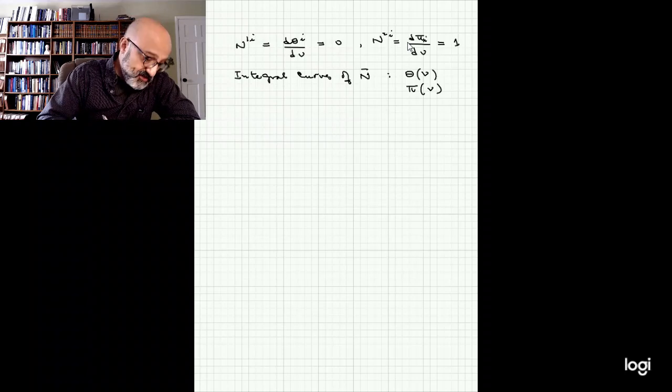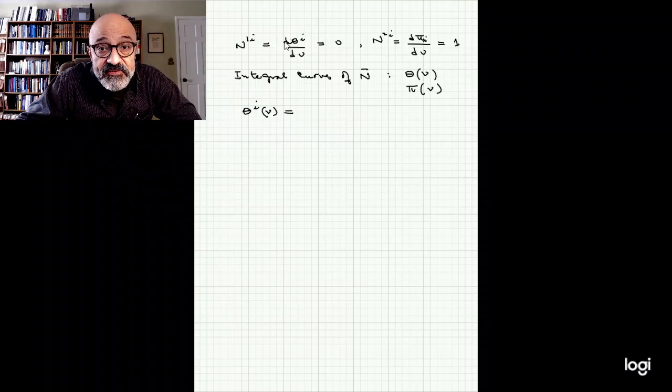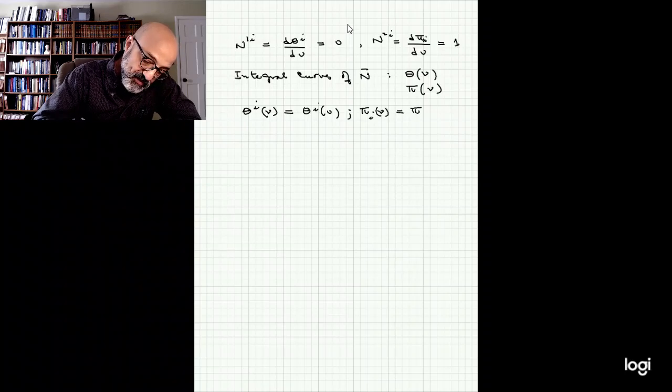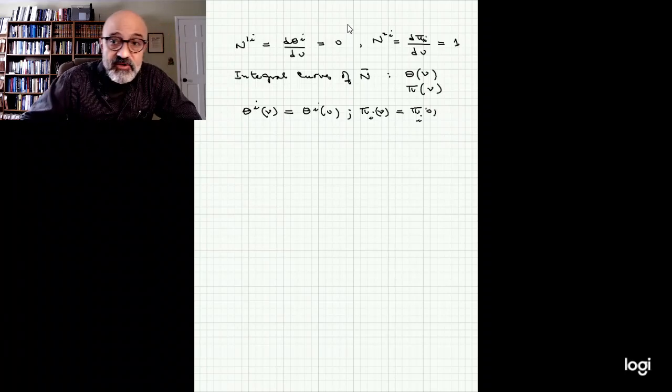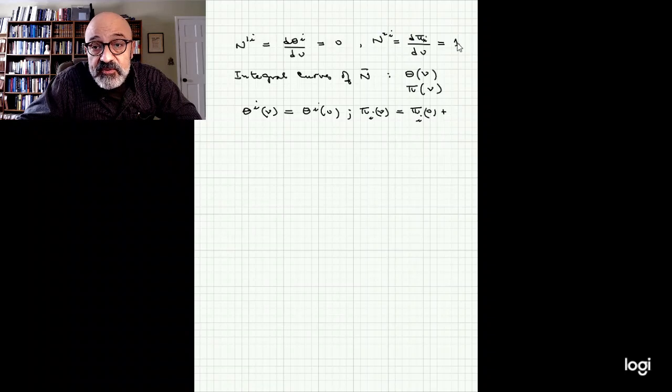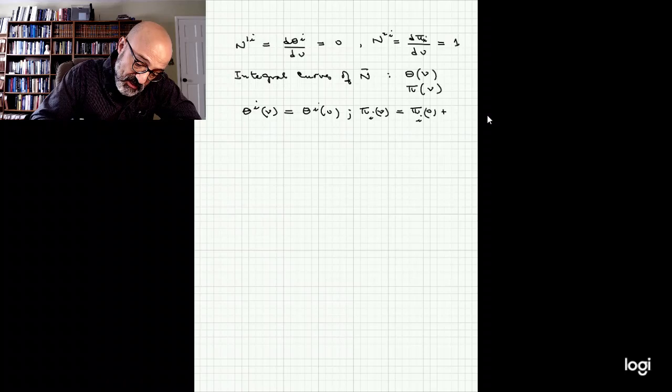And the solutions are going to be that theta as a function of nu, let's see, the derivative is 0, so this is going to be constant. This is just going to be given by the initial condition. And pi as a function of nu is just going to be given by the initial condition plus the derivative equals to 1. So we integrate this, it's going to be an initial condition plus nu.